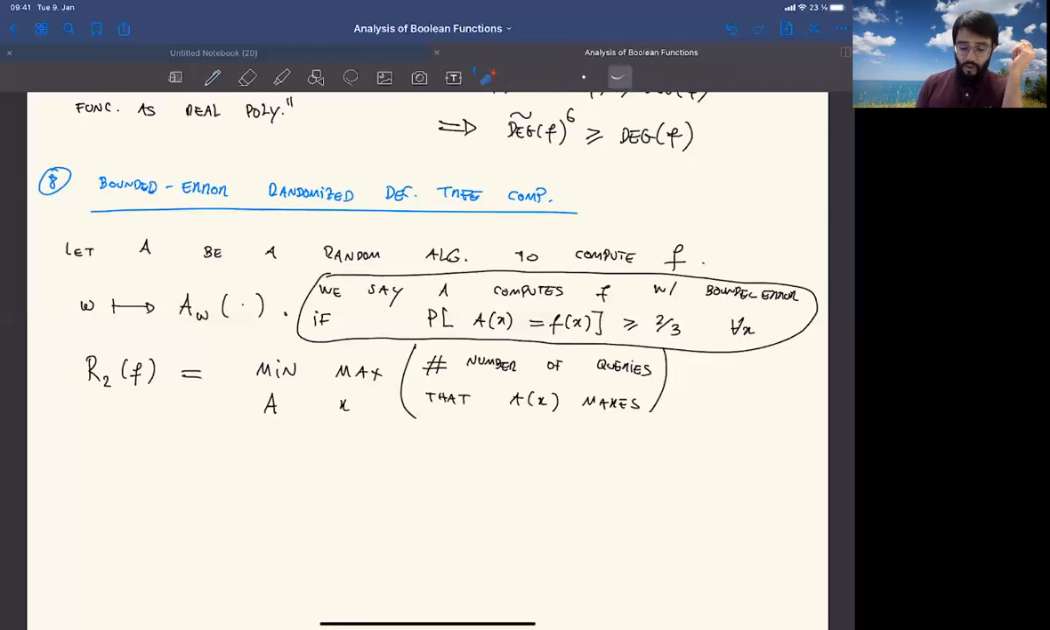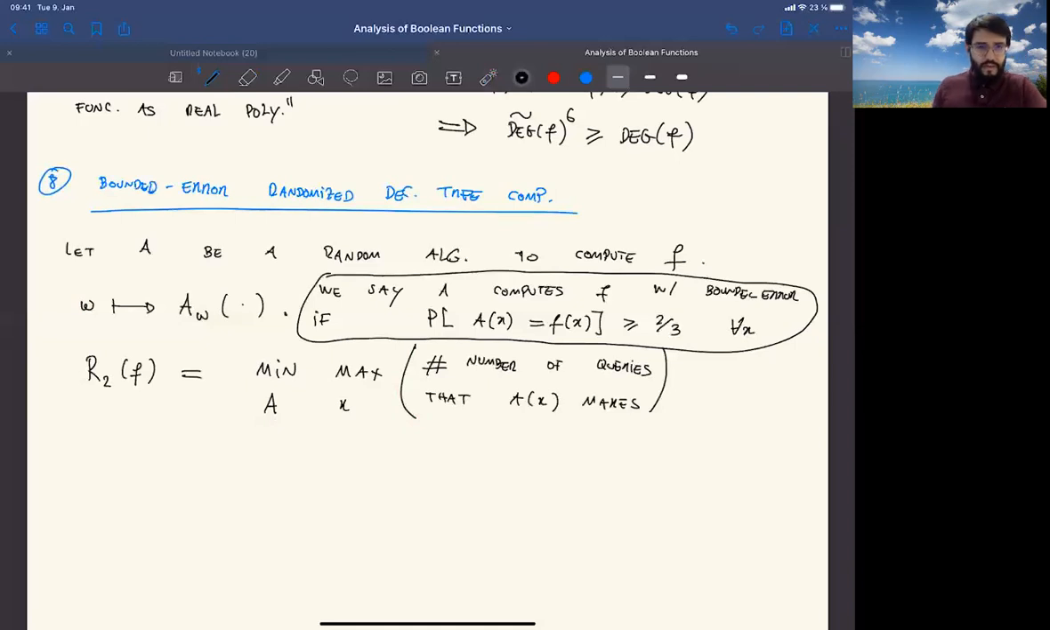And so among all those algorithms that have bounded error, you take the maximum number of queries that A of x makes. So what's the maximum number of queries here? Of course it depends on omega, so there is also an implicit maximum over omega here. And then once you have this worst case scenario, you minimize over all the possible algorithms.